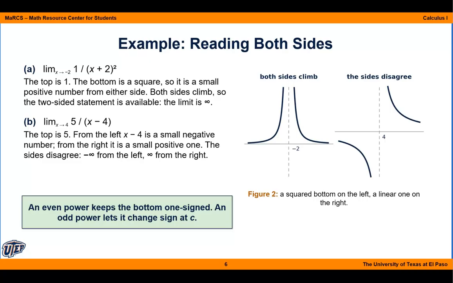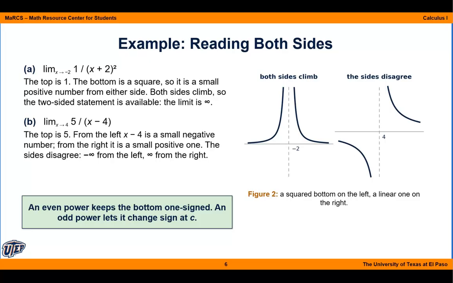Let's compare the two examples on this slide. In part A, the numerator is positive and the denominator is squared. The denominator therefore remains positive on both sides while becoming extremely small. A positive number divided by a very small positive number becomes very large and positive. Both sides approach positive infinity, so the two-sided infinity limit statement is available.